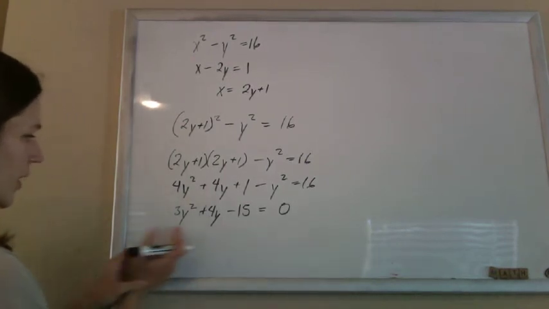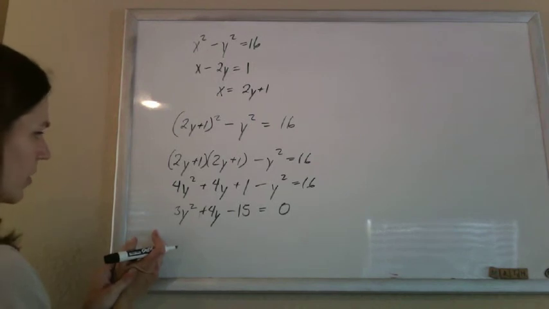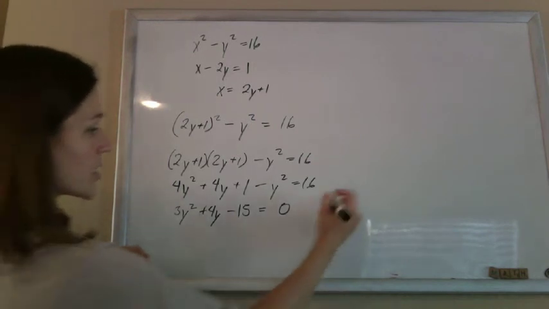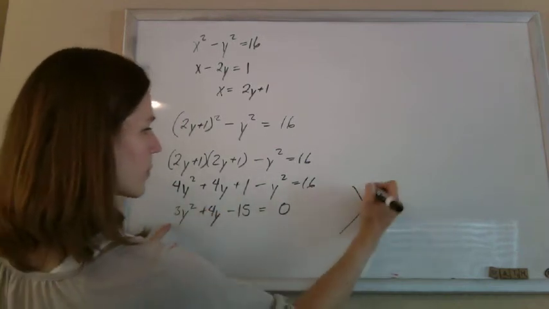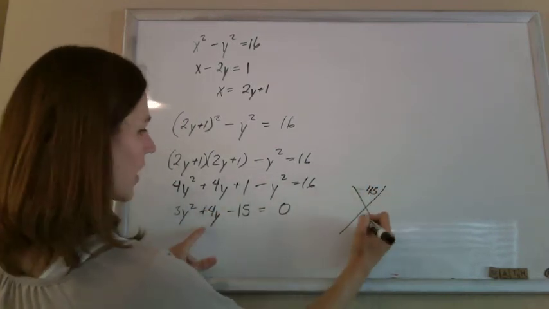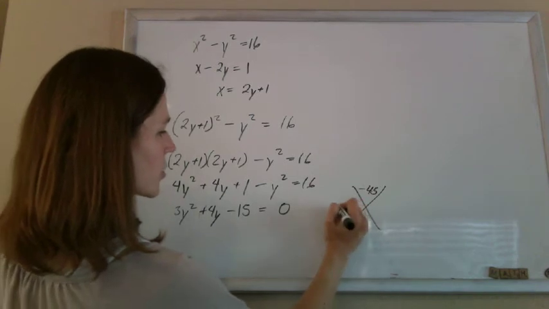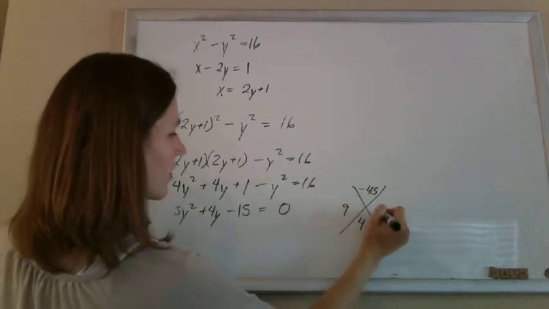You first look for a greatest common factor. Unfortunately, there is none. I want to do the trash method because I feel like it. I'm looking for numbers that multiply to make negative 45 and add to 4. So maybe a 9 and a negative 5.